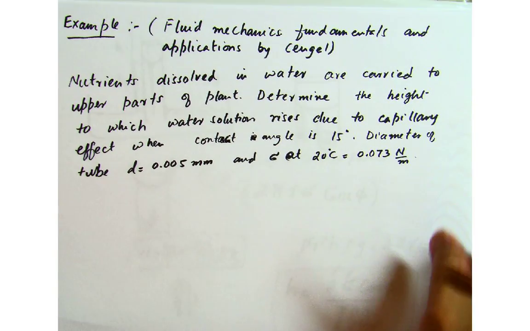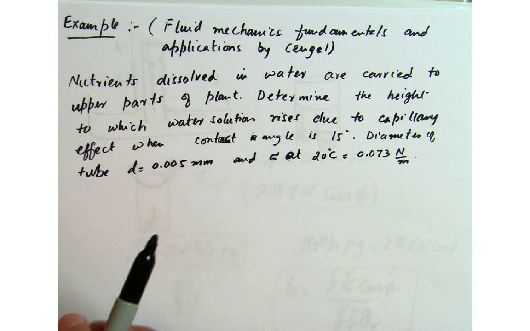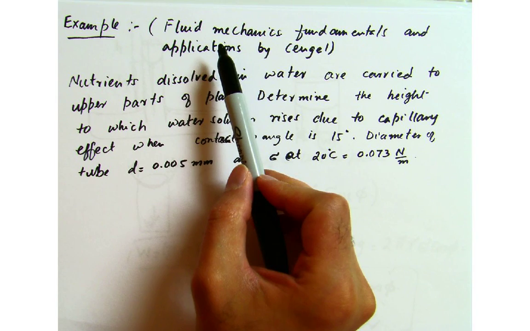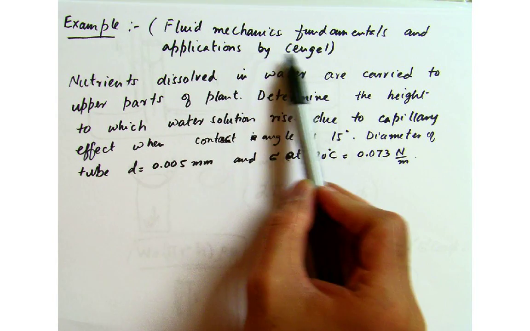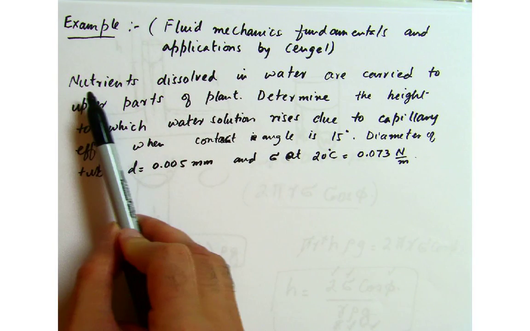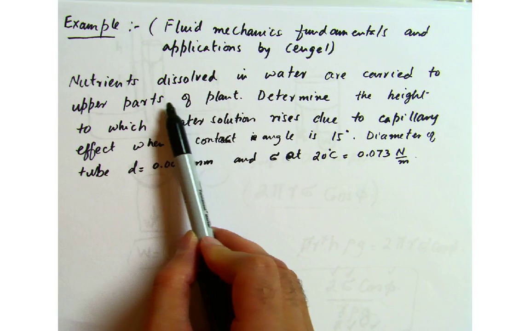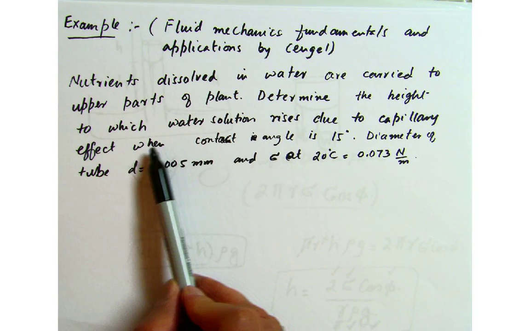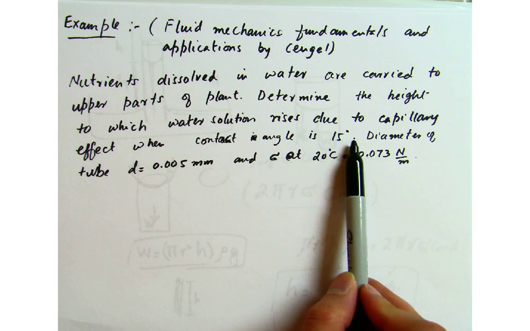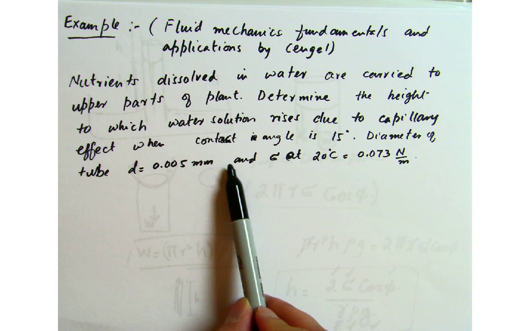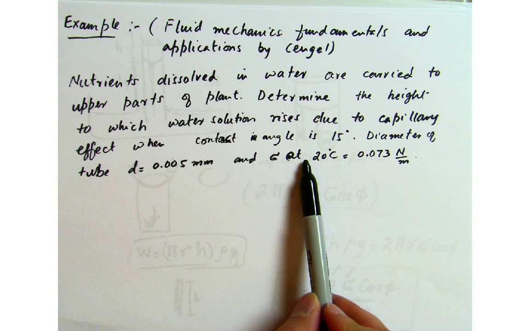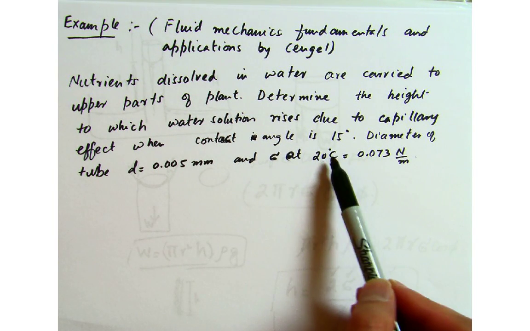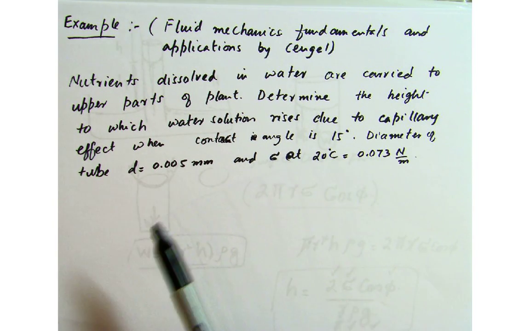Okay, so here's an example for surface tension force, and as I was mentioning to you earlier, the plants also get their nutrients using this capillary effect. This example I took from Fluid Mechanics Fundamentals and Applications by Cengel. It says the nutrients dissolved in water are carried to upper parts of the plant. Determine the height to which the water solution rises due to the capillary effect when the contact angle is 15 degrees, the diameter of the tube is 0.005 millimeter, and the surface tension at 20 degrees Celsius is 0.073 Newton per meter. Again, you will notice that the surface tension is given at some temperature.